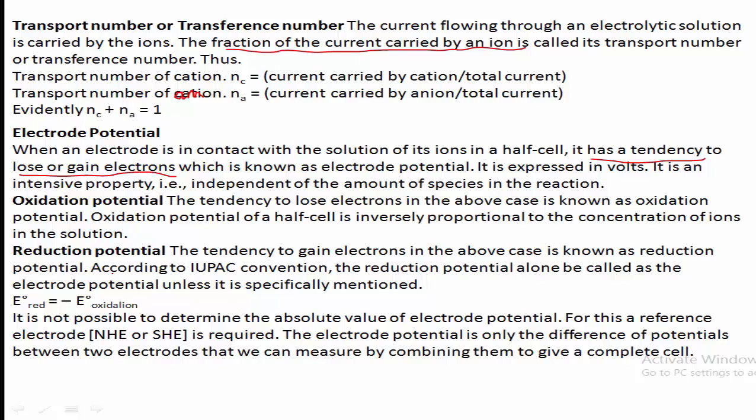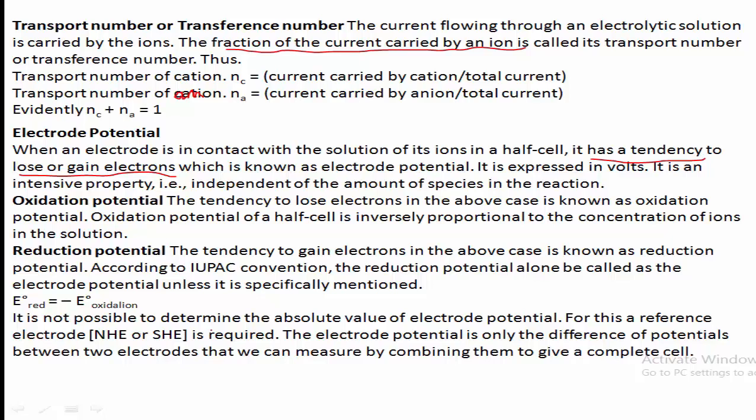Another one is reduction potential. Reduction potential is the tendency to gain electrons, and according to the IUPAC convention, the reduction potential alone is called electrode potential unless specifically mentioned otherwise. So in general, if a question gives electrode potential, it indicates the reduction potential only. If they mention oxidation potential, only then do we consider that. Otherwise, by convention, we take reduction potential. So standard electrode reduction potential is equal to the negative of the oxidation potential.